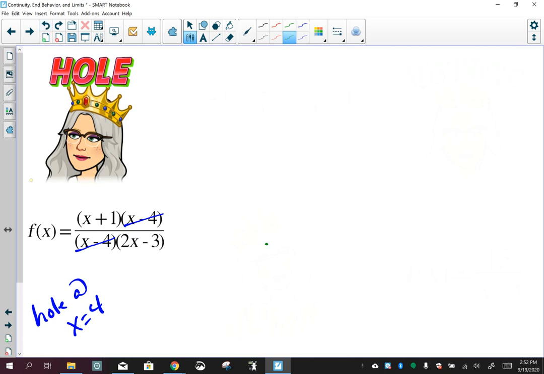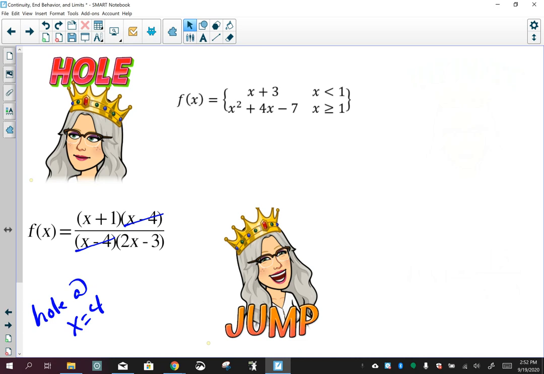The next one is going to be our jump discontinuity. So basically here you have this function here. And so we're going to actually look at 1. So if I take the 1 and plug it into here, y equals 1 plus 3, and so y equals 4 for the first one.